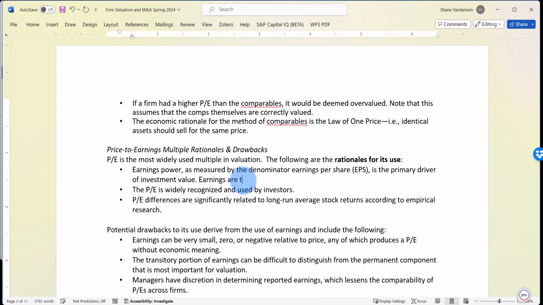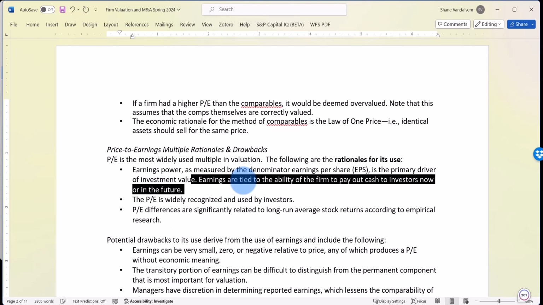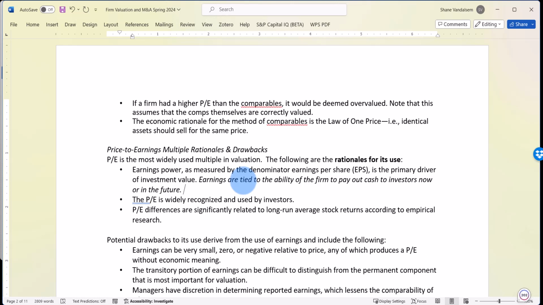So earnings are tied to the ability of the firm to pay out cash to investors now or in the future. So a firm can have positive earnings and not pay that cash out. If they are reinvesting those earnings, though, it's going to increase their ability to pay out additional cash in the future, and that's what investors want.